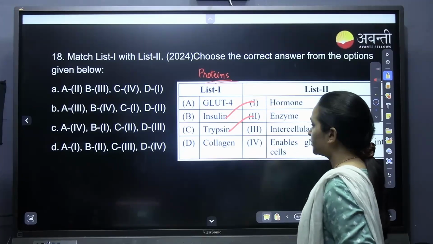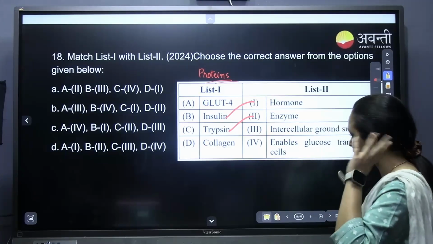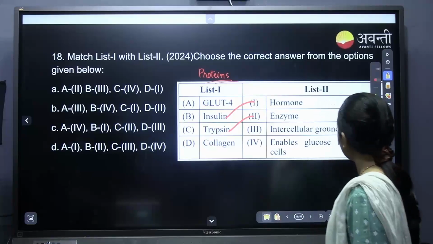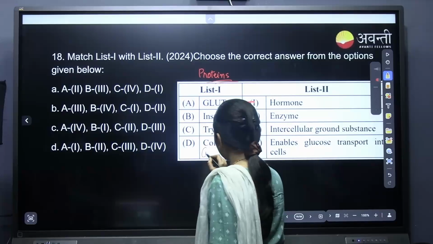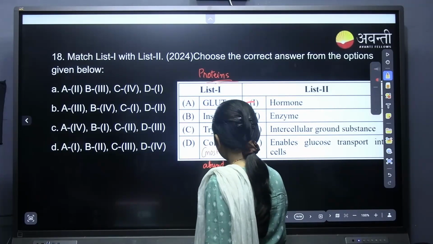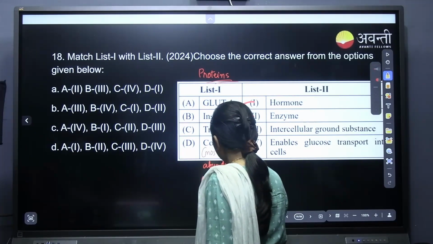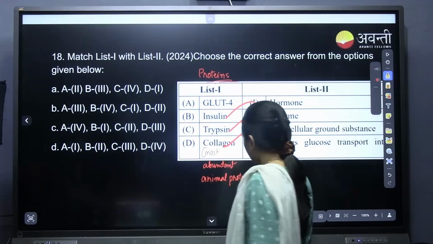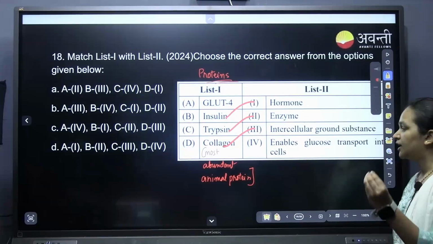Trypsin is an enzyme in digestion. There was previously a chapter called digestion where we used to learn trypsin. Collagen is an intercellular ground structure. It's the most abundant animal protein. Okay, in animals, the most abundant protein is collagen.